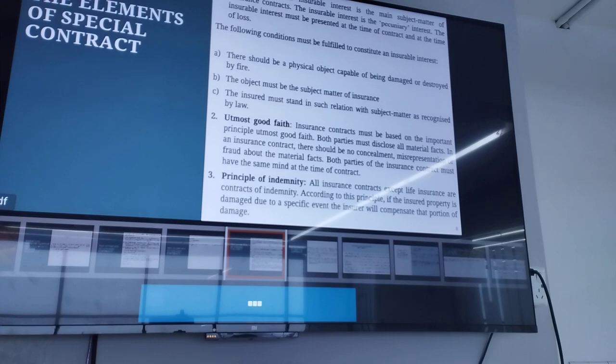Principle of indemnity. All insurance contracts except life insurance are contracts of indemnity according to the principle. If the insured property is damaged due to a specific event, the insurer will compensate the portion of damage.